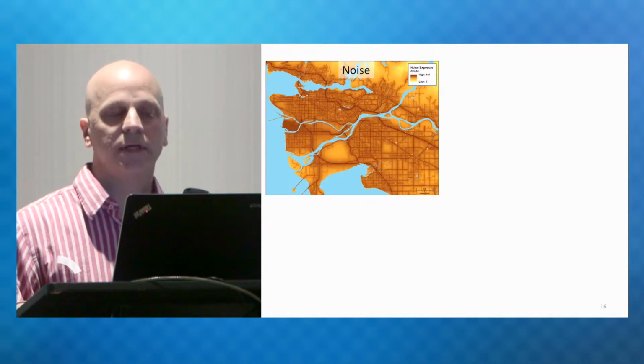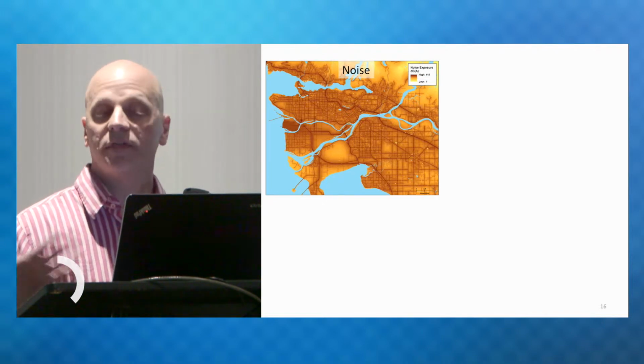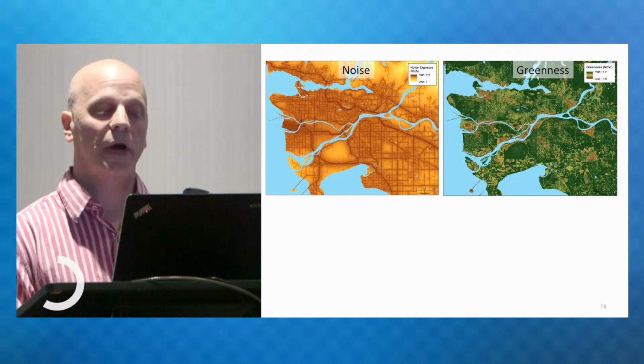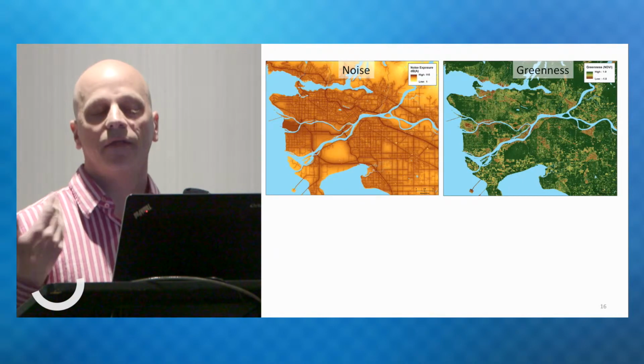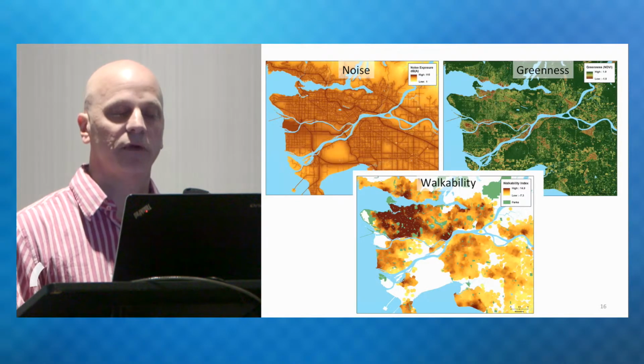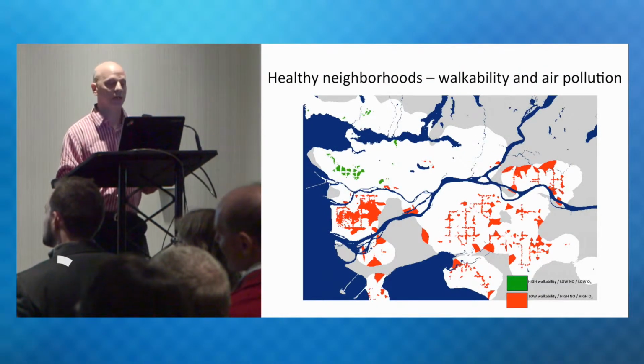Air pollution isn't the only thing that defines the environment of our cities. We've also got noise. We've got things like the amount of green space in a city. Both of these are related to health. And we also have how walkable or how bikeable a neighborhood is, and that leads to higher levels of physical activity, which we all know is good for us. Unfortunately, when we put these kinds of things together, we see that they may cancel each other out.